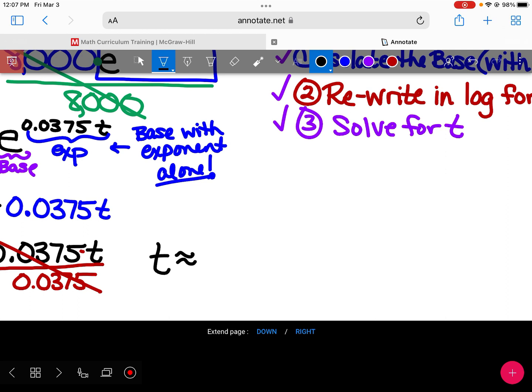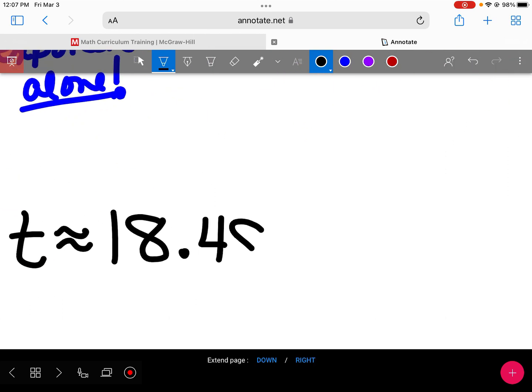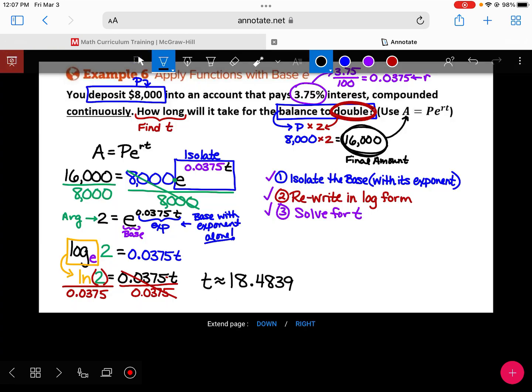How much? 18 point, give me 4 places. 4, 8, 3, 9. This is a story problem, so I should have units on this. What did we just solve for? What does t mean? Time. What units of time should we put on this? How long do people normally leave stuff in the bank for? Like a minute, a day? Usually it's going to be years. If you're making a long-term investment to go from $8,000 to $16,000, that's going to take years to happen.